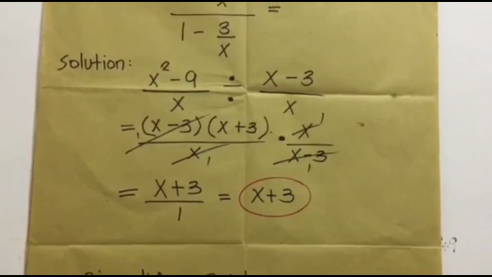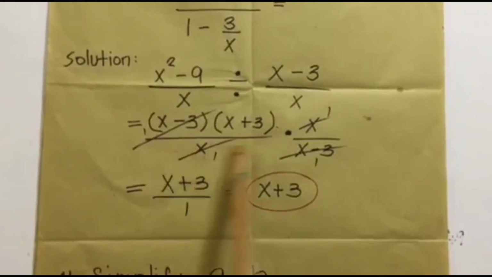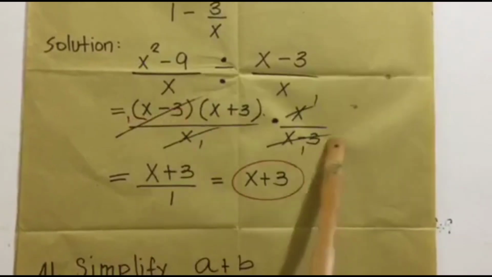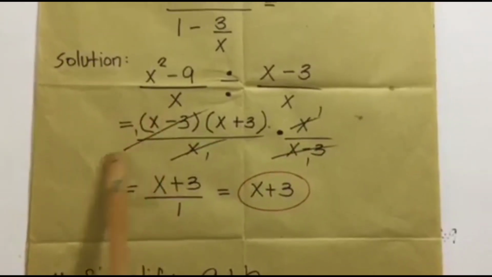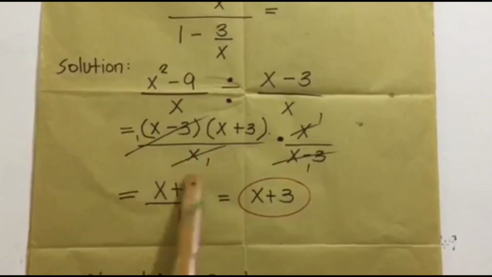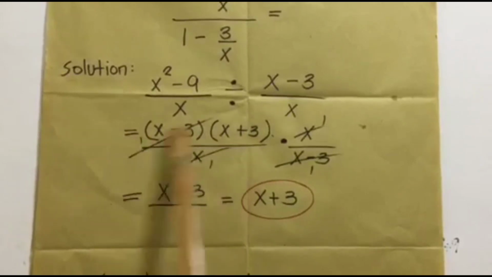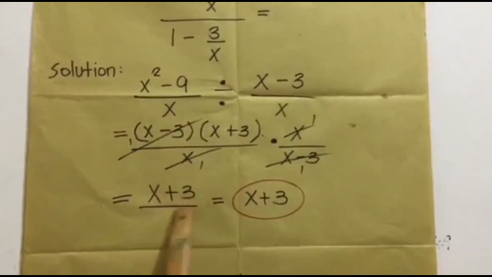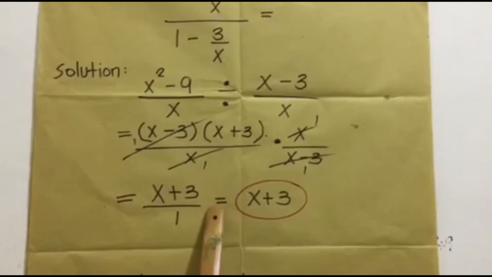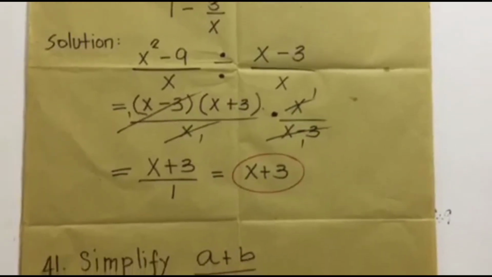And then we're going to cancel the same denominator and numerator. Then just write 1. x minus 3 is the same here. Just write 1, and then the remaining we're going to multiply. So x plus 3 times 1 is the same, x plus 3. Then 1 times 1 equals 1. And we're going to simplify x plus 3 divided by 1 equals x plus 3. This will be our answer.